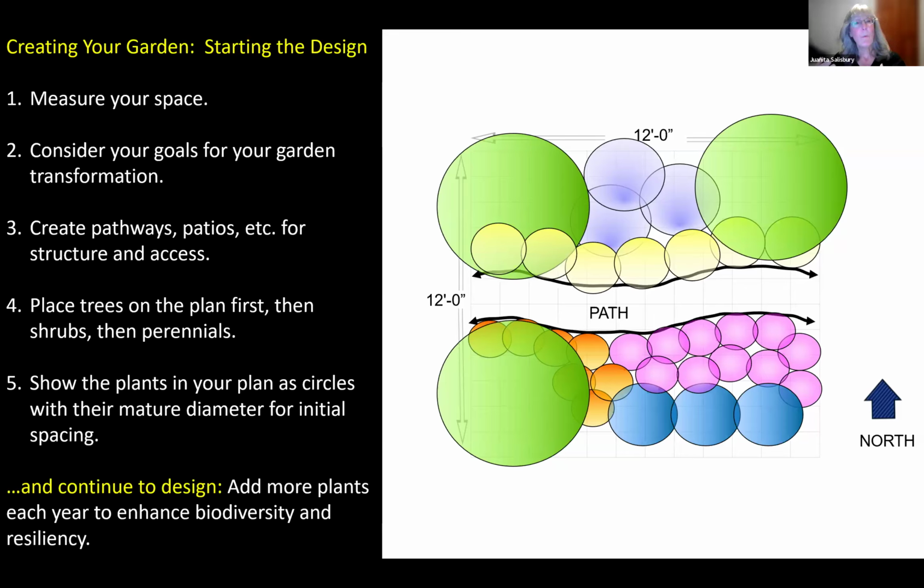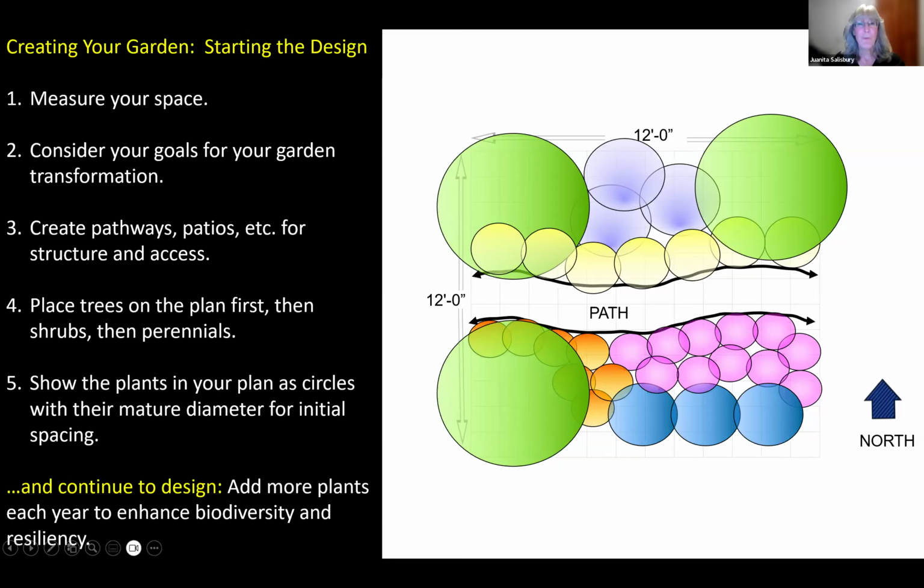But if you also want to, at that point, also create pathways, patios, those kind of hardscape areas, the structure and access that you need to get in there, enjoy it, do the maintenance, all that kind of thing. And then the sequence for planting is place your trees on the plan first. So from your plant palette, trees go in first, then your shrubs, and then your perennials.